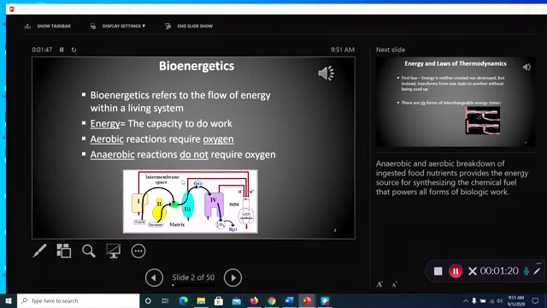So just some basic definitions here. We know energy is just the capacity to do work. Then we have aerobic and anaerobic sources of ATP, adenosine triphosphate. Aerobic just implies that the reactions within that pathway require oxygen. Anaerobic reactions do not require oxygen. And then we can have a mixture of both.